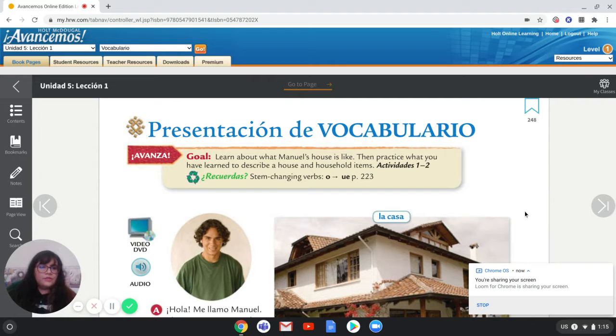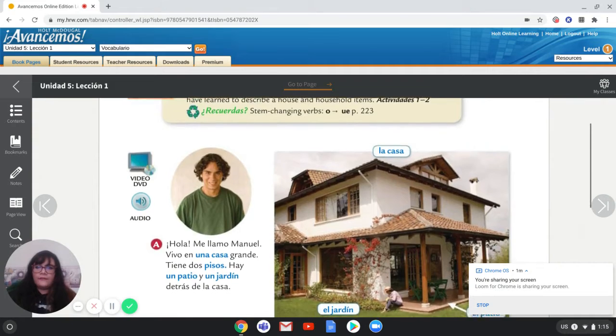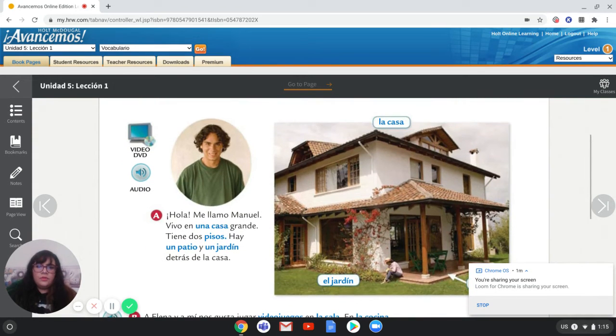So this is on page 248 of your textbook. So I'm going to be scrolling through our online version of it. We do have some new characters that you guys meet in this chapter. In this one we have Manuel. He talks about his house and like the different rooms that people have and where he spends most of his time. So like usual, new words will be blue.